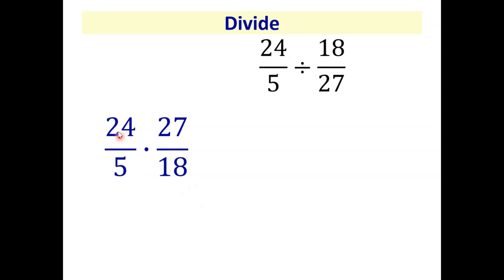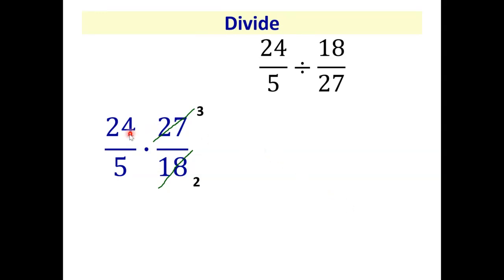So here you have two options. You can start either 24 and 18, dividing both by 6, or you can go 27 over 18, dividing both by 9. Choice is completely yours. I'll start here with 27 and 18. I'm going to divide both by 9. 18 divided by 9 will give me 2. 27 divided by 9 will give me 3.